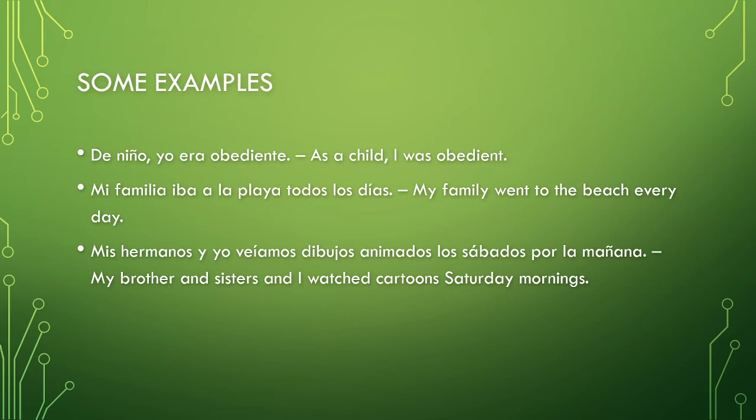Mi familia iba a la playa todos los días. So we see todos los días, telling us that it happened on a regular or repeated basis. So we need to use ir in the imperfect. So this one we get to see iba a la playa.